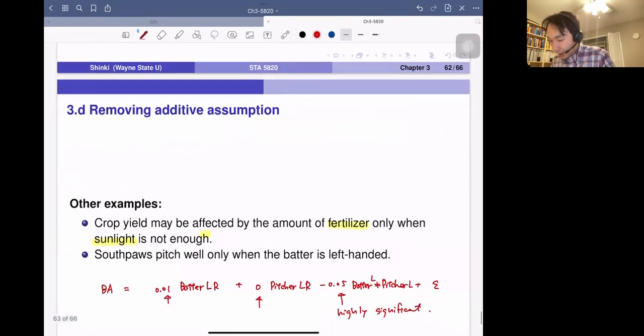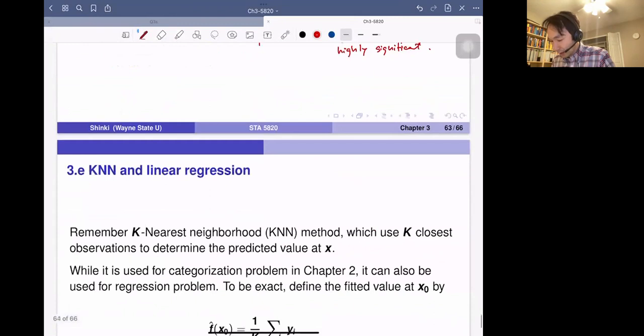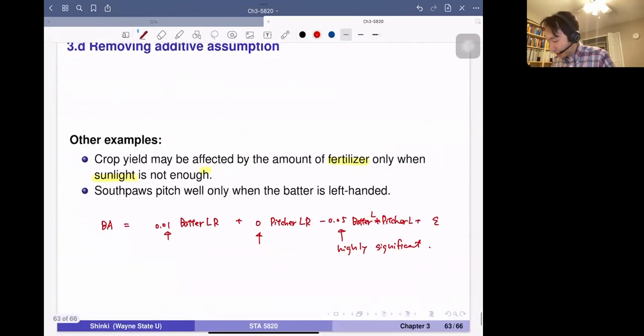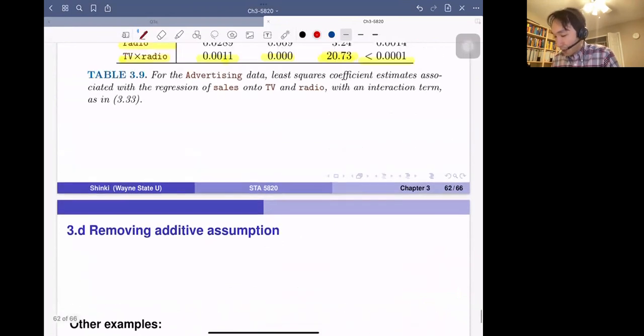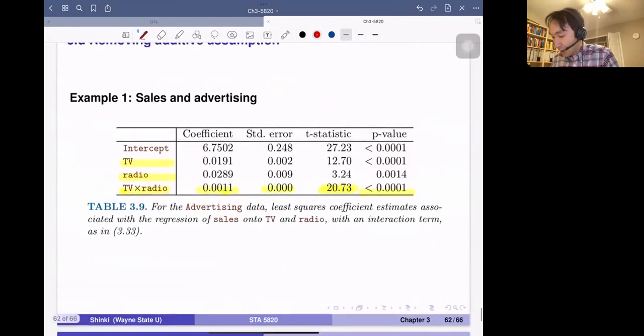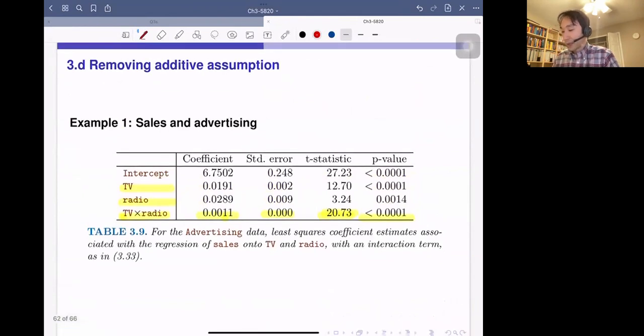Okay, so we almost finished one, and 3 is not really much relevant to our earlier sections. So we studied several concepts today. One is collinearity, and the other is the nonlinear effects, the non-additive assumption.